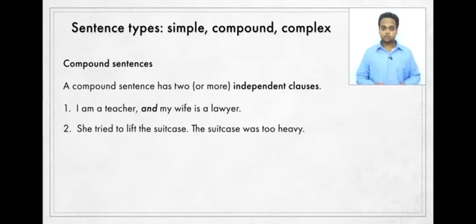The suitcase was too heavy. We can combine these clauses using but. She tried to lift the suitcase, but it was too heavy. Notice that we have the word it in the second part. Now, it is a pronoun that just refers to the suitcase. It makes the sentence sound better by avoiding repetition.